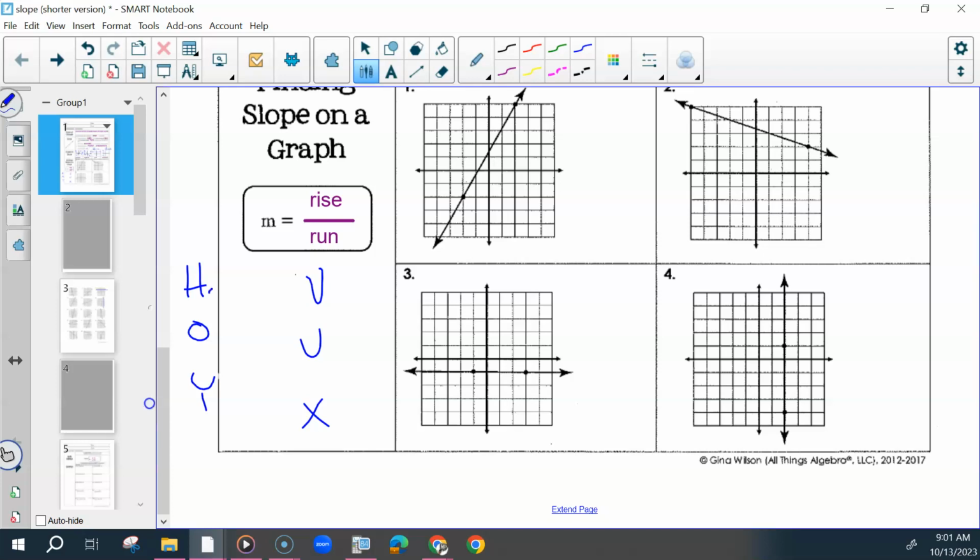HOY stands for horizontal lines have 0 slope and are y equals. And then the opposite is true. VUX: vertical lines have undefined slope and are x equals. So this is going to be a really good way to help you remember which type of line has what type of slope. So horizontal lines have 0 slope always. Vertical lines have undefined slope always.